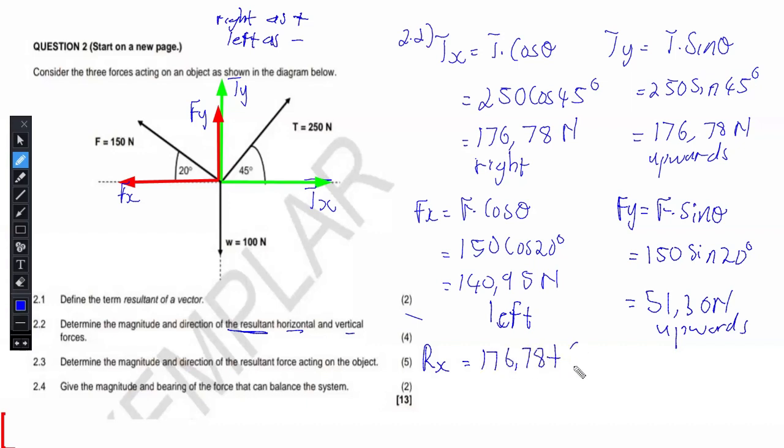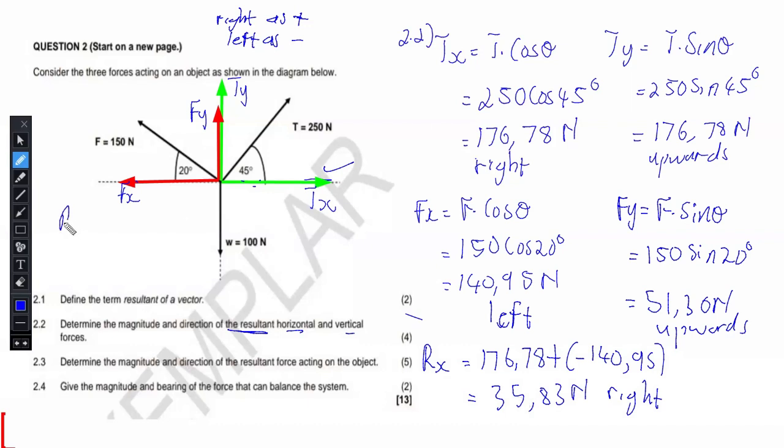176.78 plus negative, because it's going to the left, 140.95. This is the resultant. Remember, if your forces are in opposite directions, they will subtract, right? And then when you do that, this is going to give us 35.83 newtons. But because it came out as a positive, the direction will be to the right, because obviously we know that it will take the direction of the bigger force. So the bigger force in this case is your Tx, and then it was going to the right. Therefore, the resultant will also go to the right.